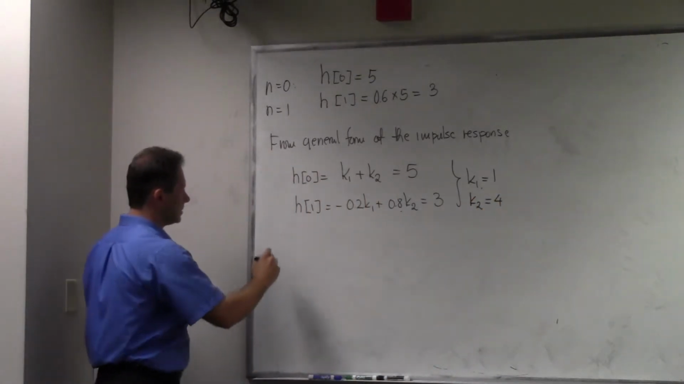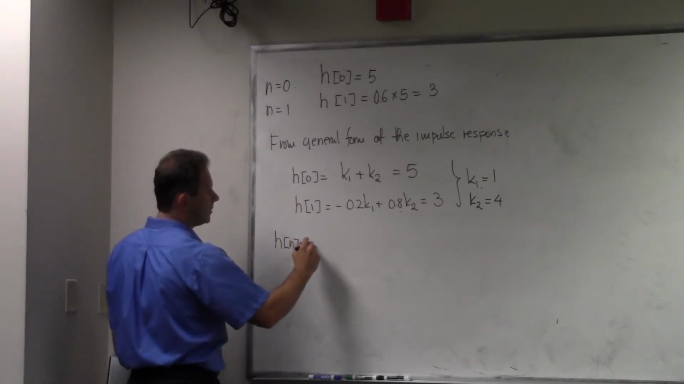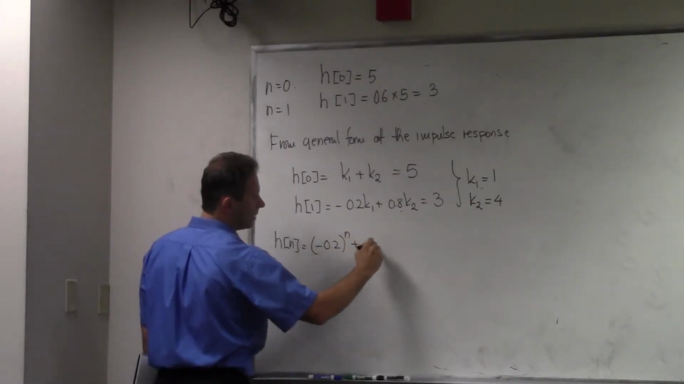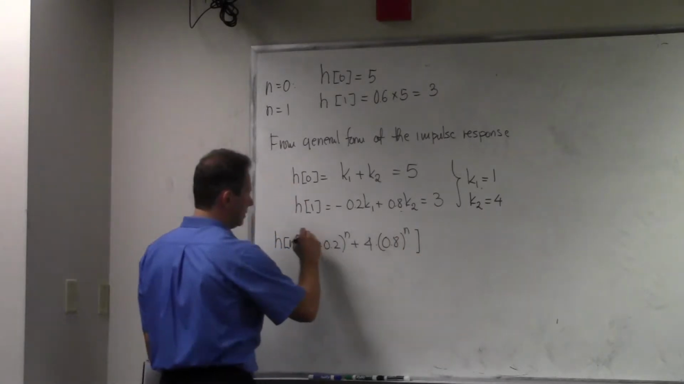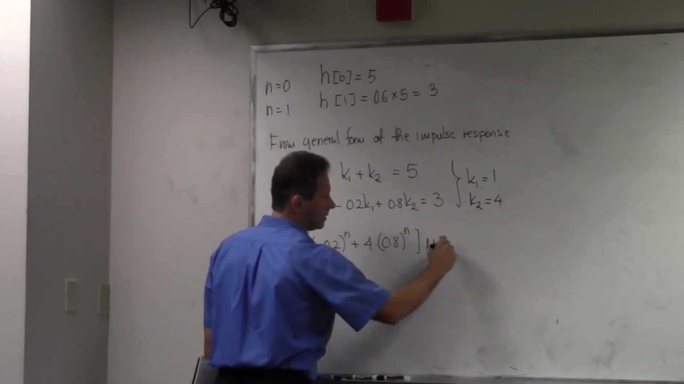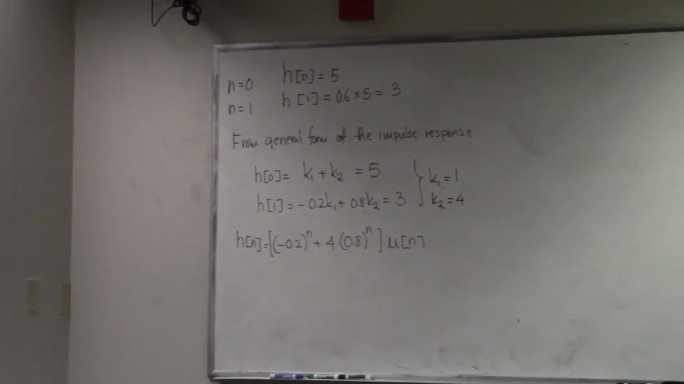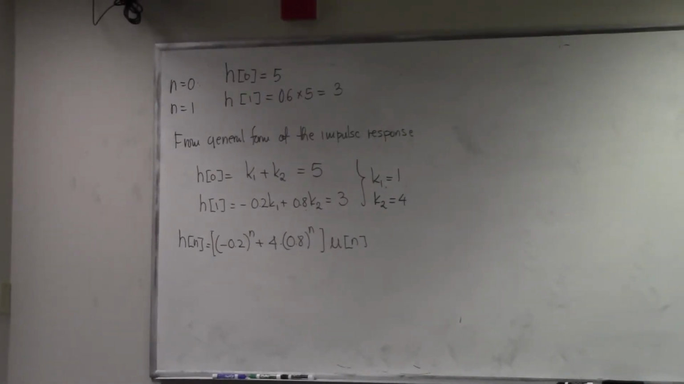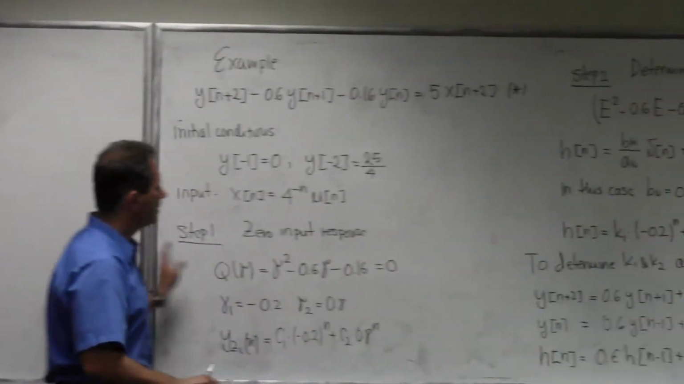So you end up with your impulse response, h of n, which is k1, which is 1, times minus 0.2 to the power of n, plus 4 times 0.8 to the power of n, and then everything times u of n. Okay, so this is your impulse response. So now we have our zero input response, or at least we have a form of the zero input response that is here. And then we have our impulse response.